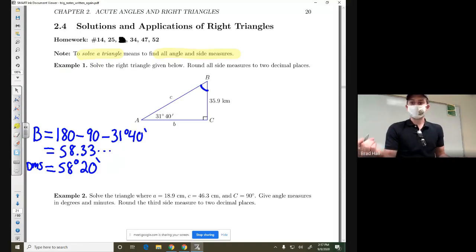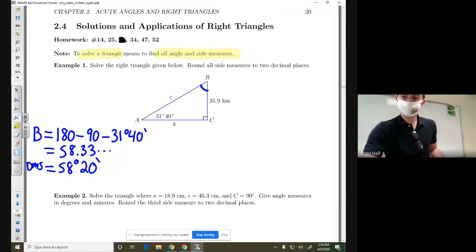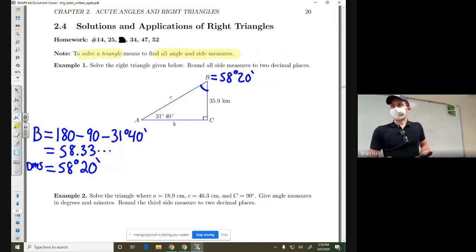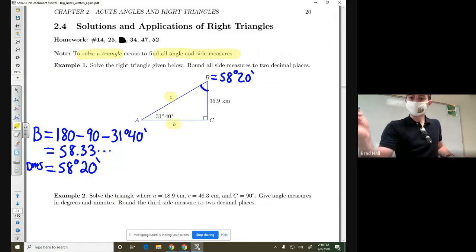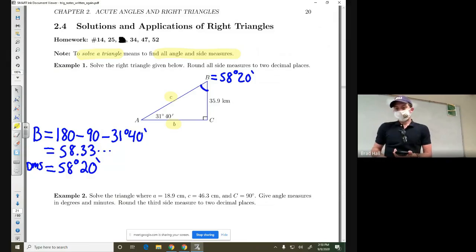So if anything, we have angle B. So cool, we have angle B. It's 58 degrees, 20 minutes. Now we have to figure out the two missing segments, C and B. Can we use the Pythagorean theorem? Generally, I don't use that. I try to just use the trigonometric functions.